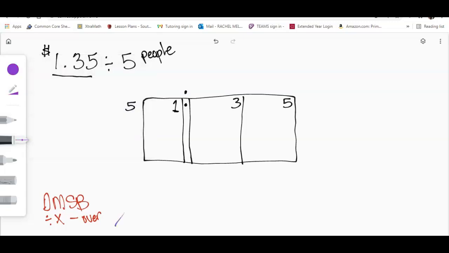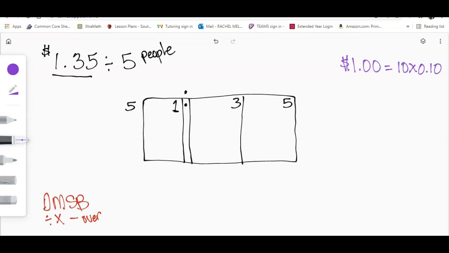So let's go ahead and do this. So I have $1, okay? And I know I'm going to share that between 5 people, but if I have just $1, I can't rip that dollar up and share it in between people, okay? And so really what I'm doing is I'm going to take this dollar and I'm going to trade it. I'm going to trade it for dimes. So how many dimes are in $1? That would be 10. So 10 dimes in $1, okay?